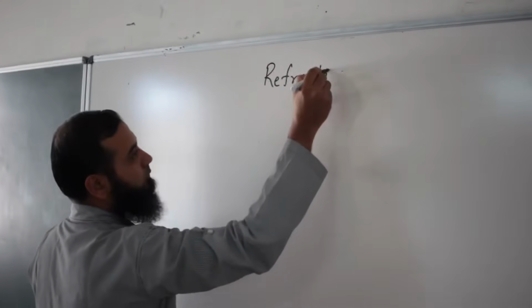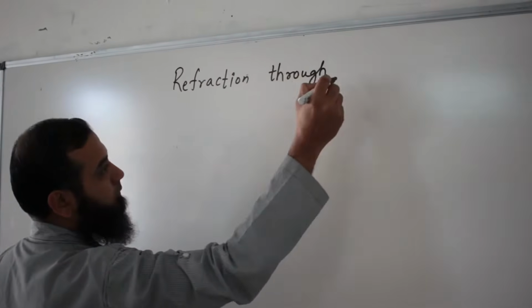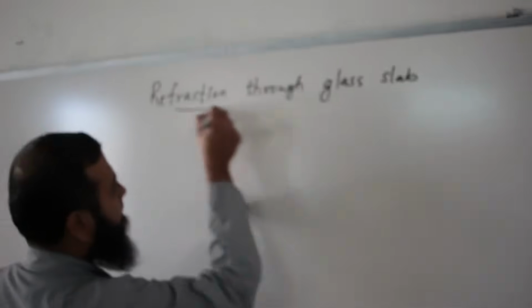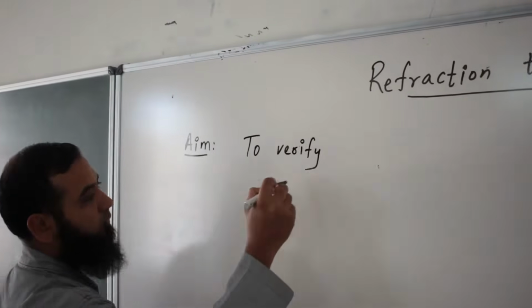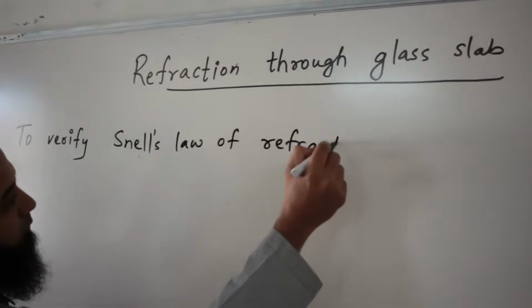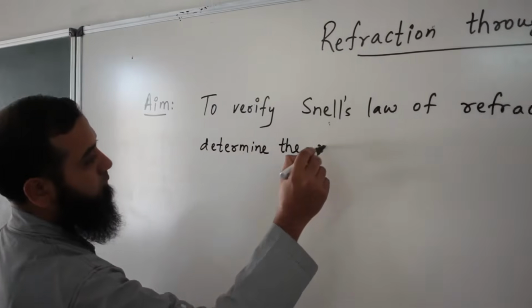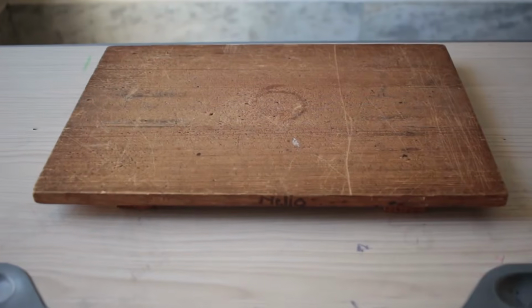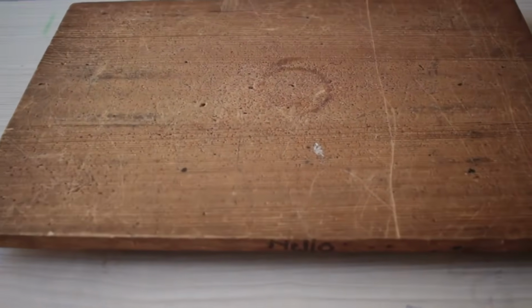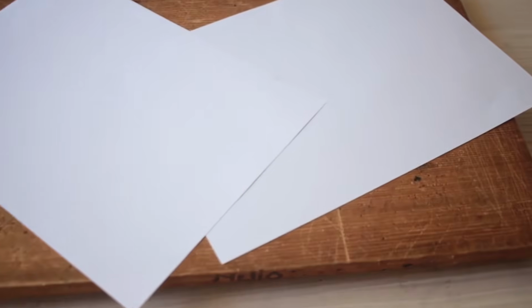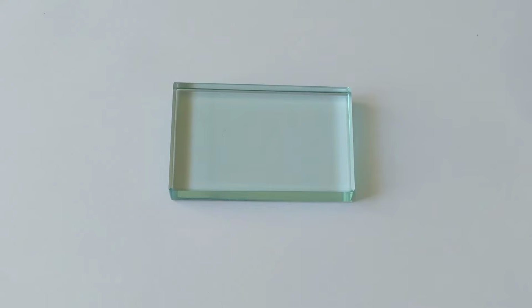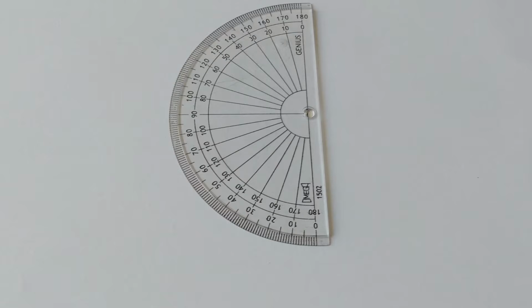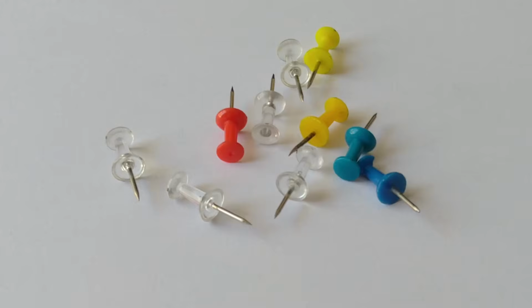Hello students, today I am going to demonstrate an experiment of refraction through a glass slab. The aim of the experiment is to verify Snell's law of refraction and determine the refractive index of the glass slab. Apparatus required for the experiment are a drawing board, an A4 size white paper, a rectangular glass slab, a scale, a protractor, a pencil and a few pins.